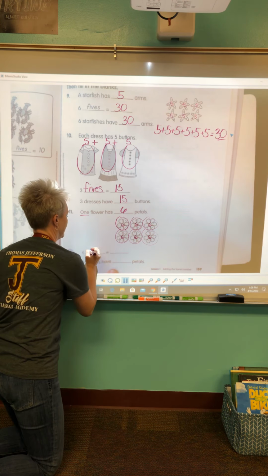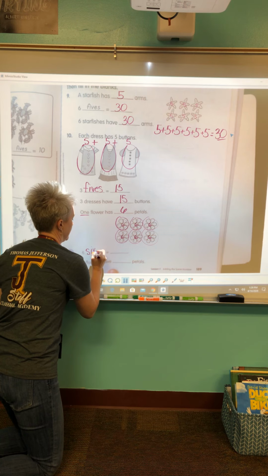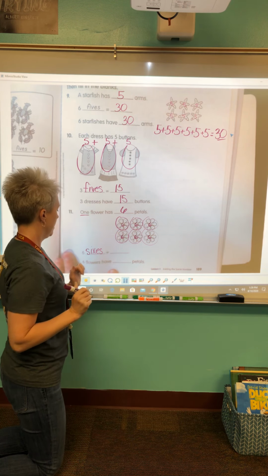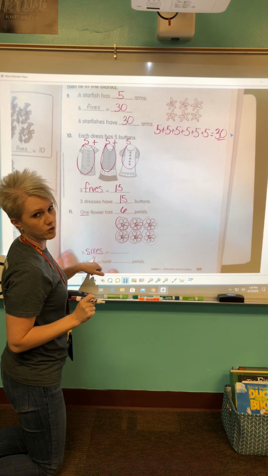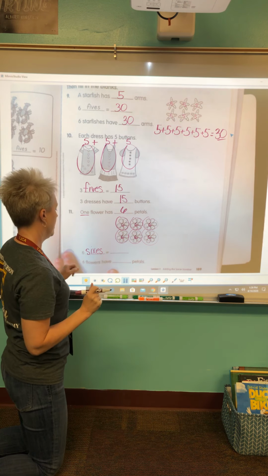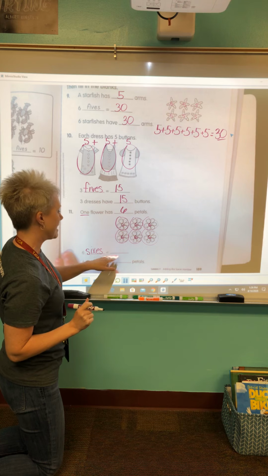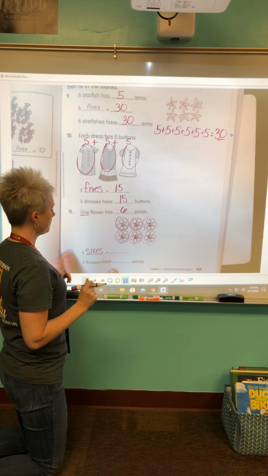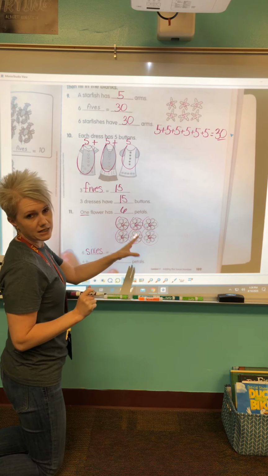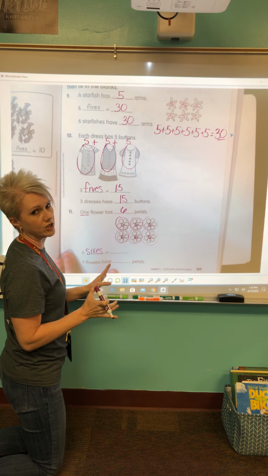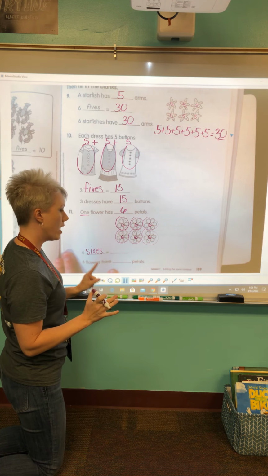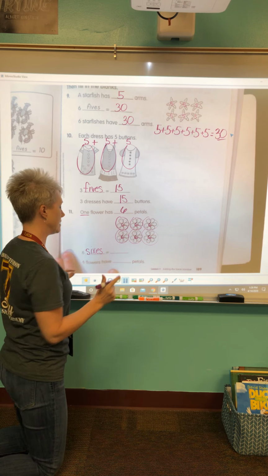So 6 sixes, remember, have a little grammar here. When a word ends in X and you make it plural, you add an ES. 6 sixes equals how many together? So, counting by sixes is not easy, okay? We haven't learned how to count by sixes yet in first grade. So, we can write it 6 times.